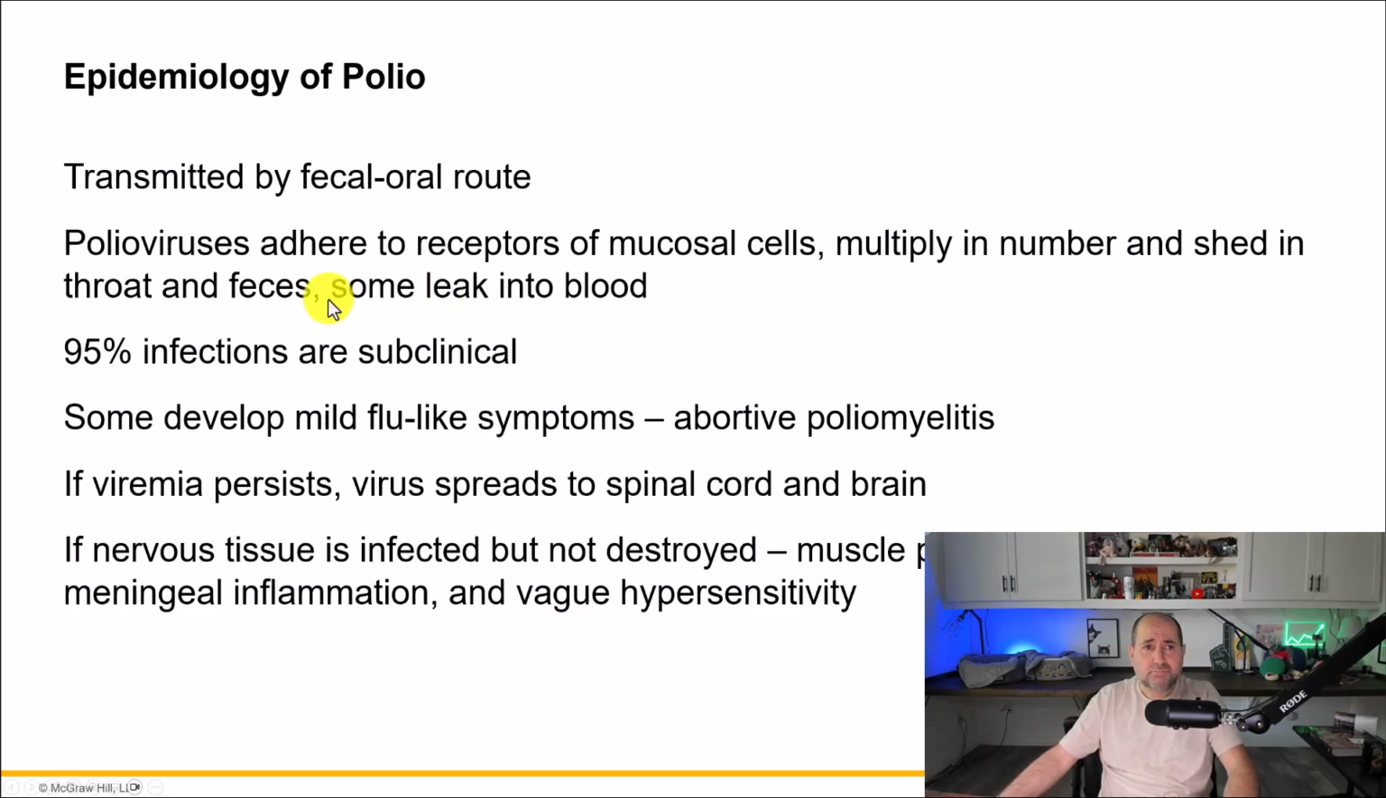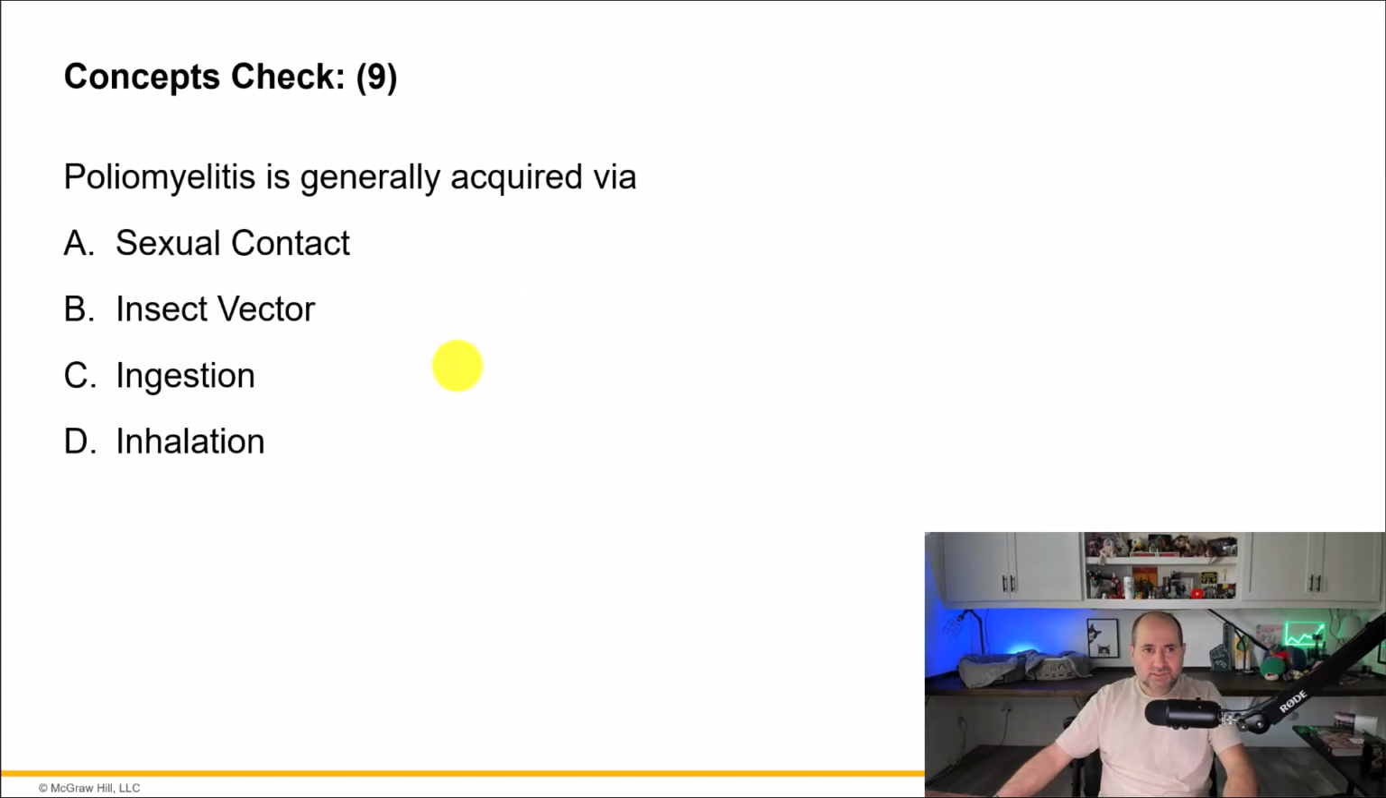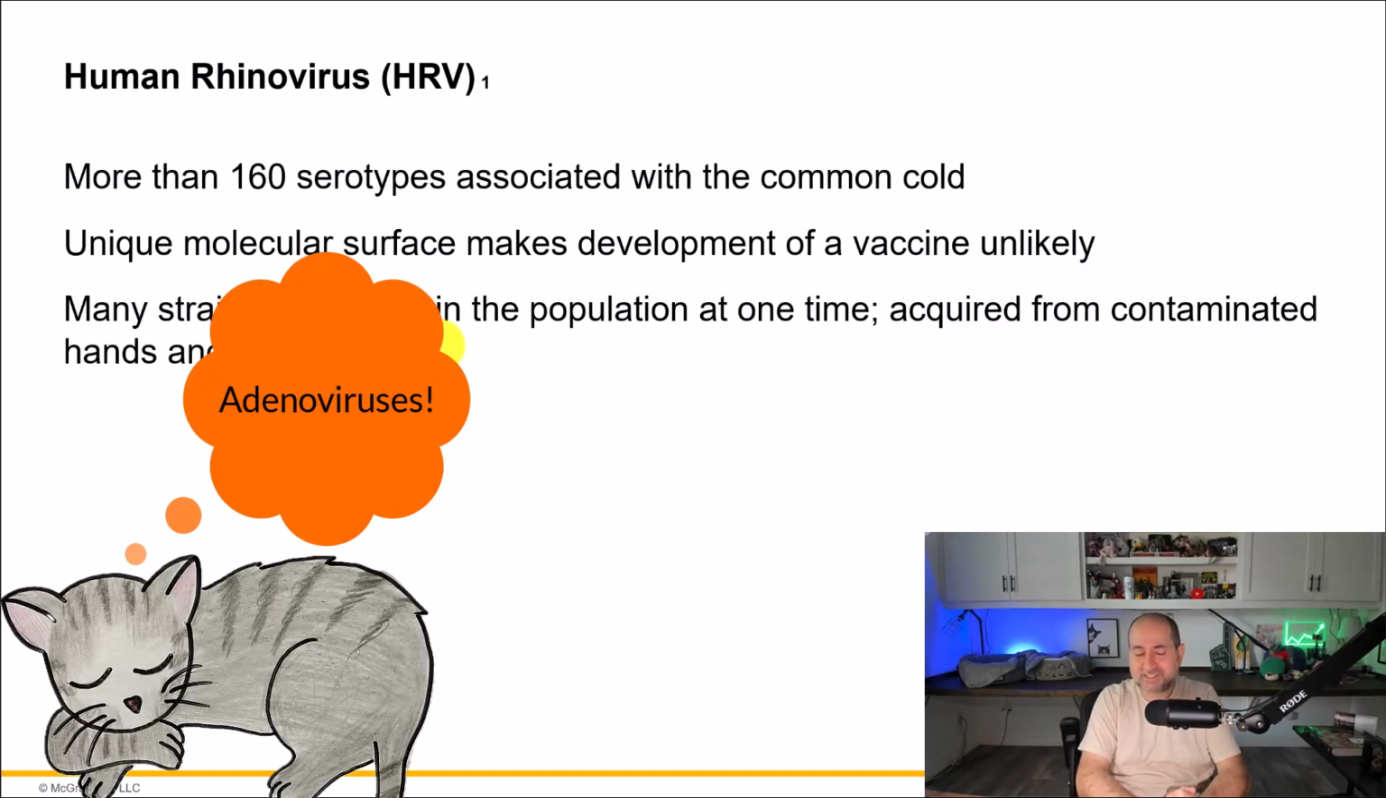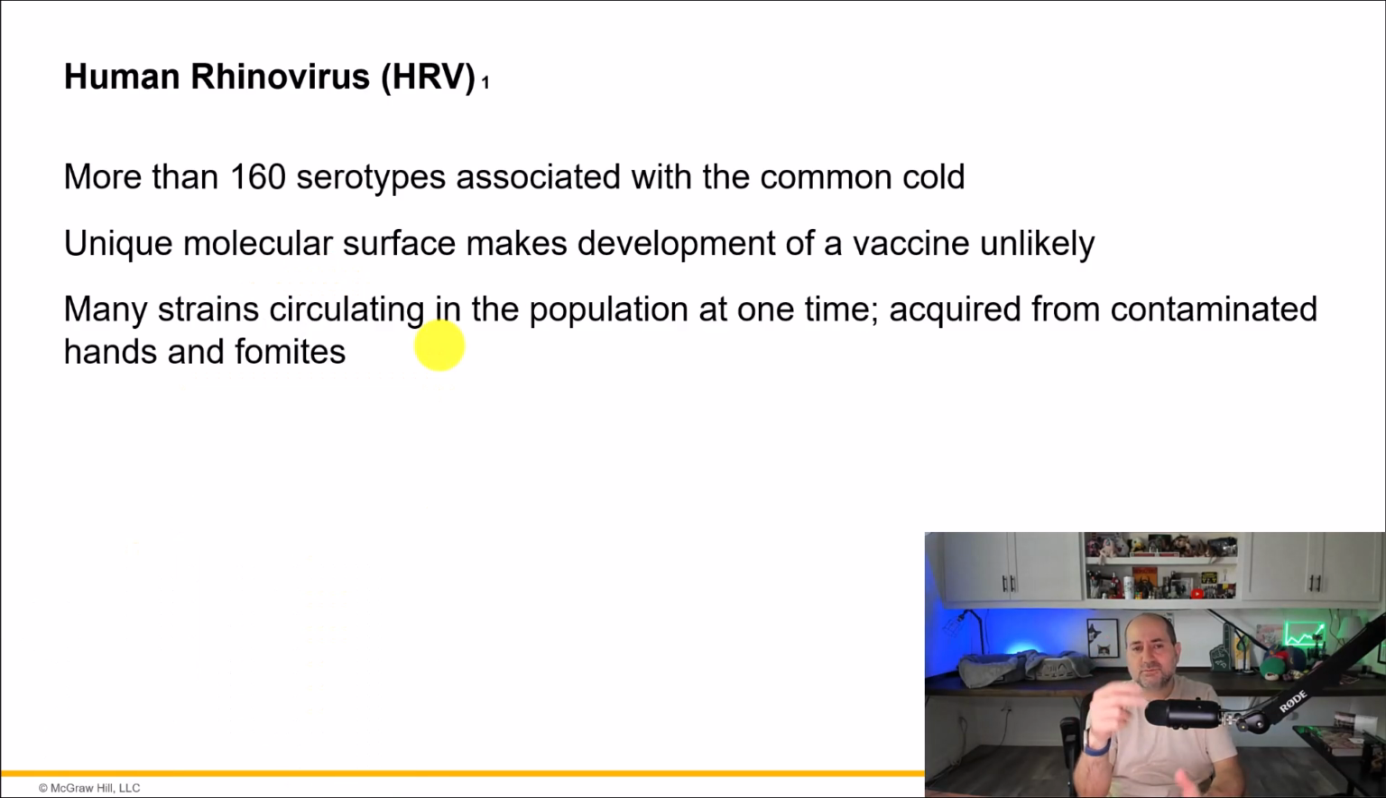And do you recall that polio is transmitted by the fecal oral route? So you become infected through ingestion. It's an enteric virus, which means it's a gut infecting virus. So concept check number 9, poliomyelitis is generally acquired through ingestion. It's a fecal oral route. And remember, we already talked about rhinoviruses. They are very much associated with the common cold. And do you remember it was the rhinoviruses and which other class of virus that caused the most common colds? That's right, adenovirus.